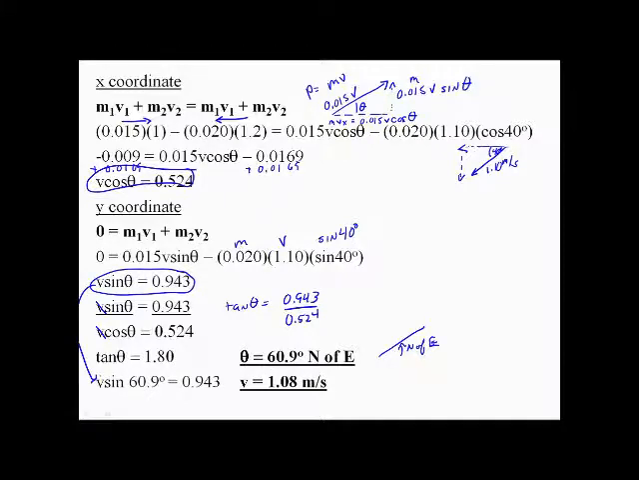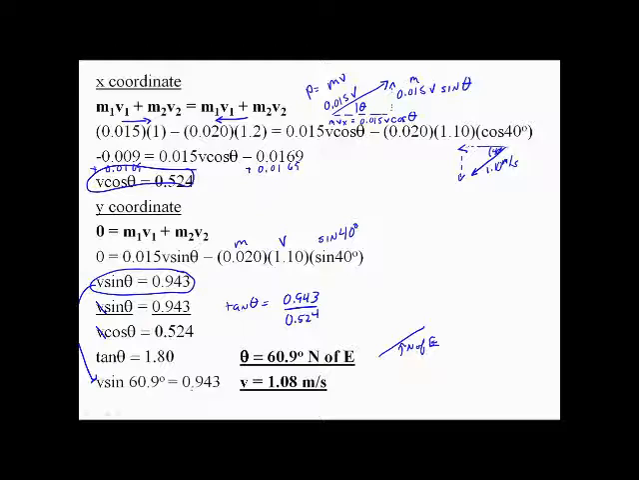And all I did was substitute. Now it's what? 60.9 or 61 degrees is 0.943. I can get that sine value in the calculator, divide it over, and I get that the final speed is 1.08. Now we should look at these numbers and say, are they reasonable?